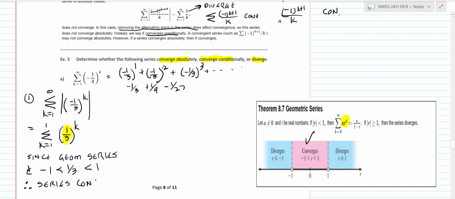Okay, and that's how you would state that. I mean, there really isn't anything to show on your paper, but you do need to state that it's a geometric series and the common ratio is between -1 and 1, therefore it converges.